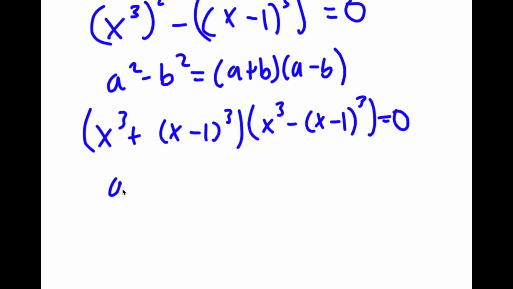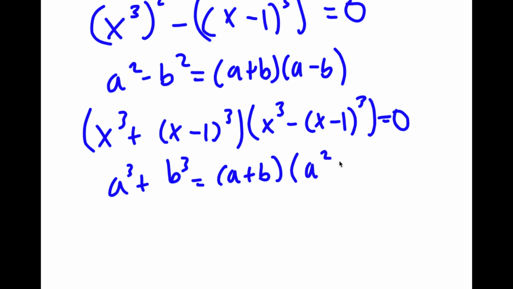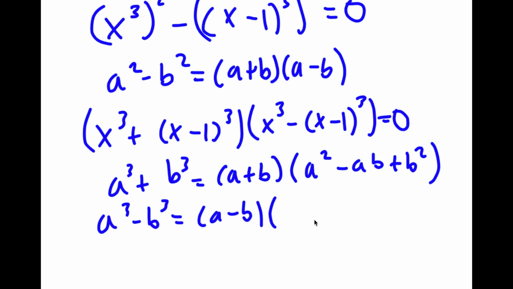And now if I have something in the form a to the power of 3 plus b to the power of 3, this is equal to a plus b times a squared minus ab plus b squared. And a to the power of 3 minus b to the power of 3 is equal to a minus b times a squared plus ab plus b squared.